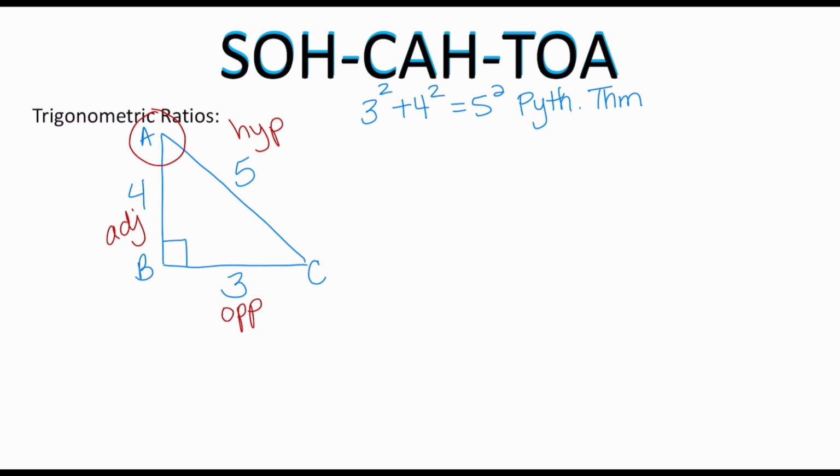And some students get confused. Is it the 5 or is it the 4? So by identifying the 5 as the hypotenuse right away, you know the other one that's left over has to be your adjacent side. So now I can go ahead and find SOH CAH TOA.